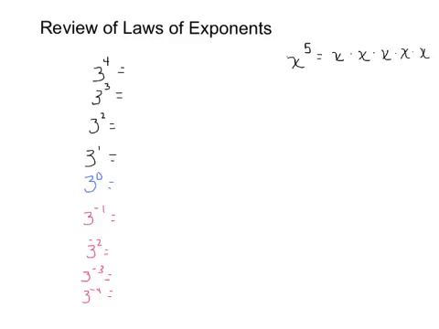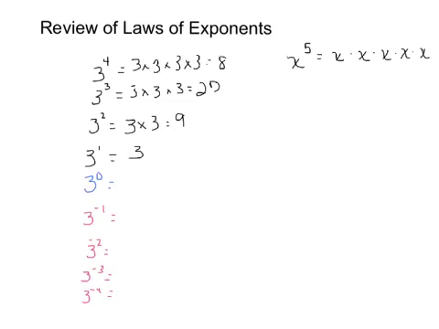So when we begin to look at actual numbers, well, 3 to the first power would just be 3. 3 to the second power would be 3 times 3, which is 9. 3 to the third power would be 3 times 3 times 3, which is going to be 27. And 3 to the fourth power would be 3 times 3 times 3 times 3, which would give me 81.